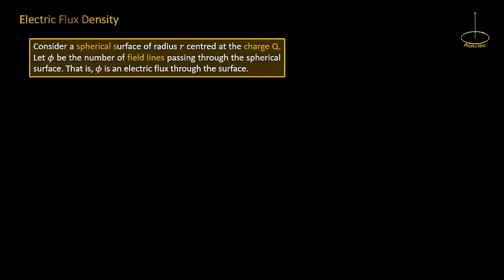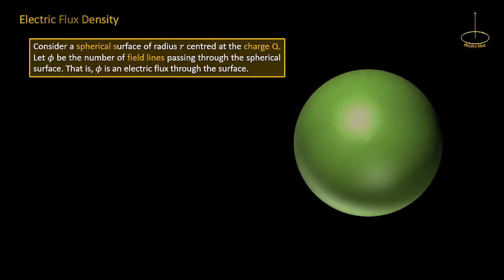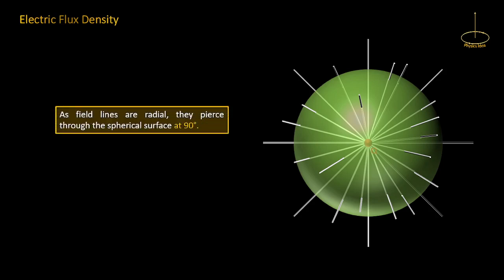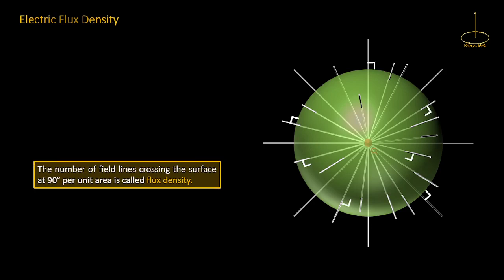Electric flux density. Consider a spherical surface of radius r centered at the charge q. Let phi be the number of field lines passing through the spherical surface. That is, phi is the electric flux through the surface. As field lines are radial, they pierce through the spherical surface at 90 degrees. The number of field lines crossing the surface at 90 degrees per unit area is called flux density.